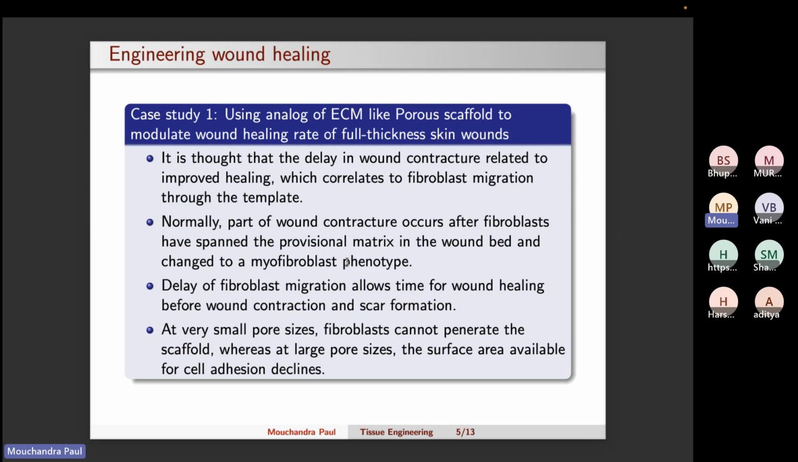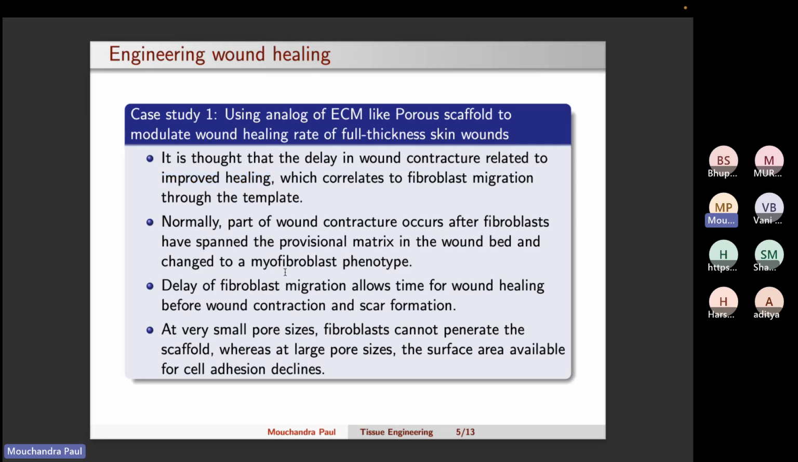Means in the dermis layer, the fibroblast cells don't get enough time to orient the ECM according to themselves. And the ECM components mostly form scars, which may be visible on your skin. So if we can delay this wound contracture by some engineering method, we can improve the healing process.